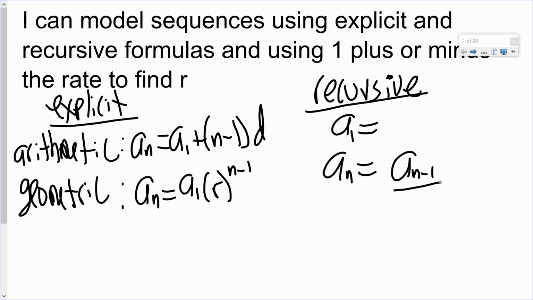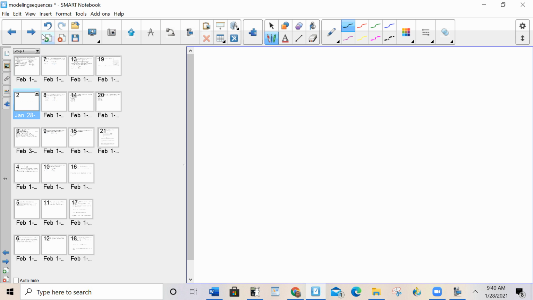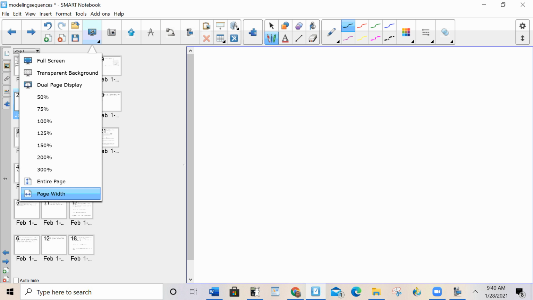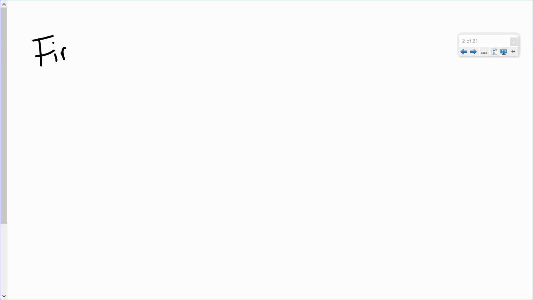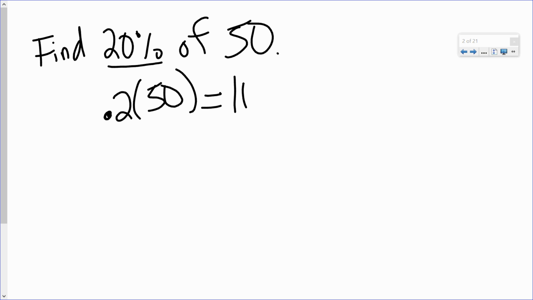Next, let's talk about using 1 plus or minus the rate to find r. If I want to find 20% of 50, this is going back to 7th grade, and it's something we've done earlier this year, then I'm going to make the percent into a decimal, which we've been doing all quarter, and we're going to multiply that by what I'm finding the percentage of. And 0.2 times 50 is going to give me 10.